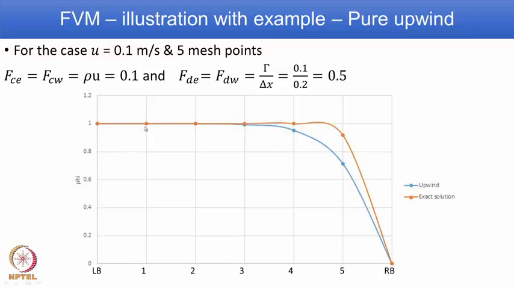You observe here that the pure upwind scheme matches the exact solution for some points and then there is a deviation. This is the result obtained by pure upwind, and this is the solution obtained by the exact solution. There is a discrepancy here, whereas in the previous case, for the same arrangement where the difference is only in the scheme, that is the central difference scheme, the solution almost matches.